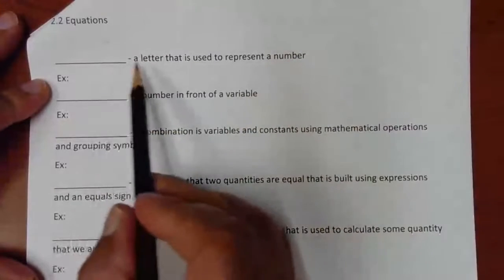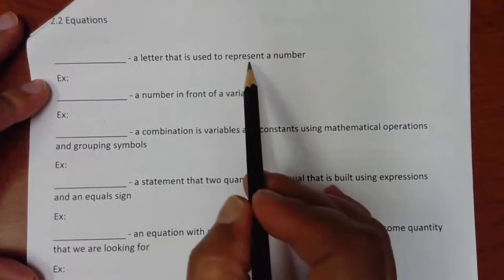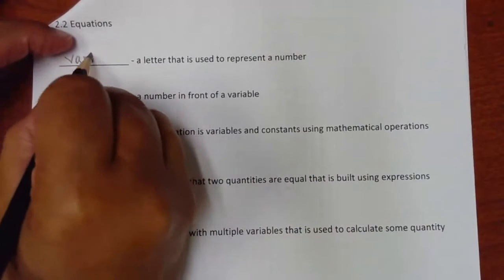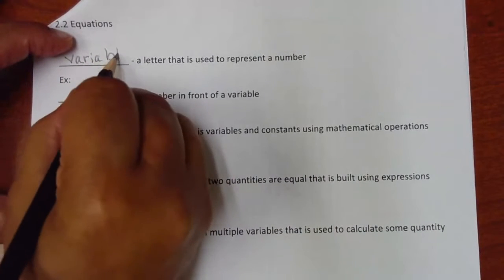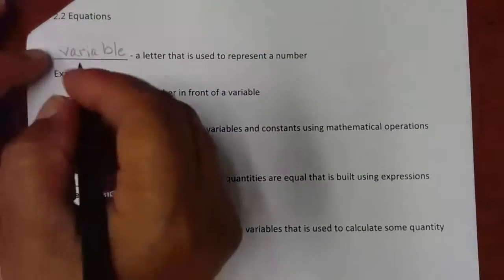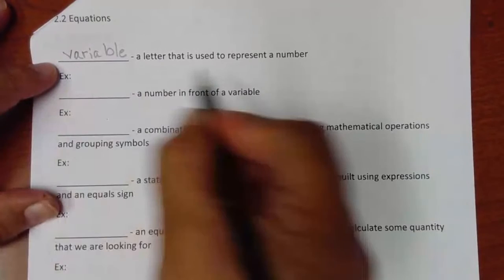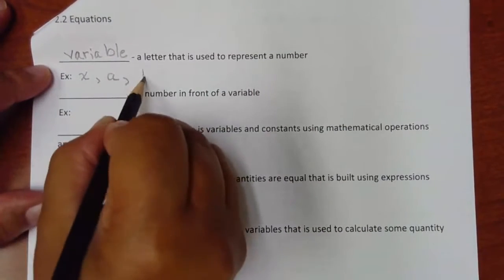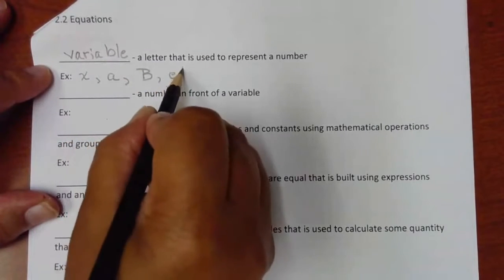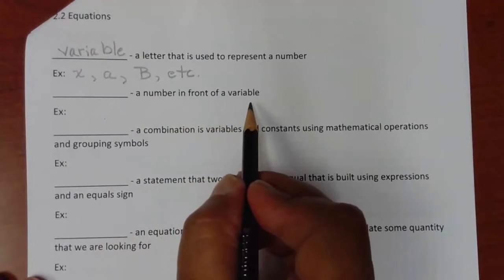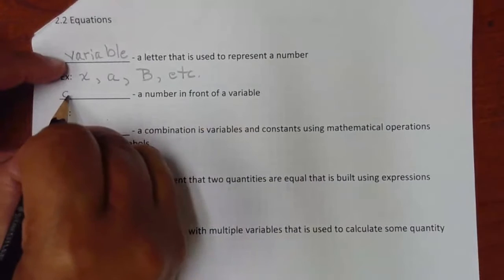Okay, so the first thing that we're filling in, we have some definitions to fill in. A letter that is used to represent a number. That's called a variable, because it can take on many different values depending on what you plug in for it. So any letter that represents a number. We can use the letter X, we can use the letter A, we can use capital letters if we want, etc. Just any letter that represents a number. Okay, next definition, a number that's in front of a variable. That's called a coefficient.